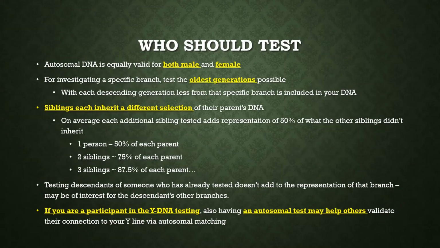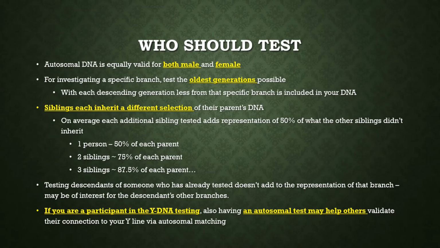So now we get into who should do autosomal DNA testing. Unlike Y DNA testing, it's equally valid for both male and female, so it doesn't matter whether you're male or female. If you're interested in trying to look into a specific branch, like the Nisbet branch, then you're going to want to test the oldest generations possible along that branch. Every descending generation only inherits approximately half of what each of their parents had, and so you get less of that specific branch included in your DNA on average.